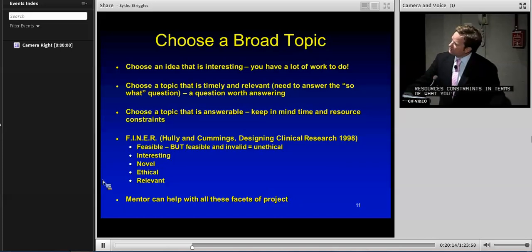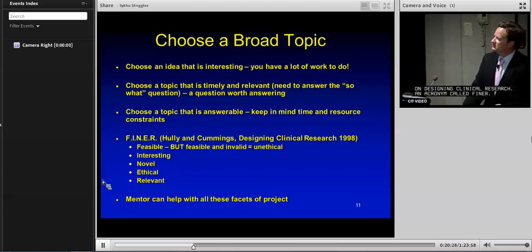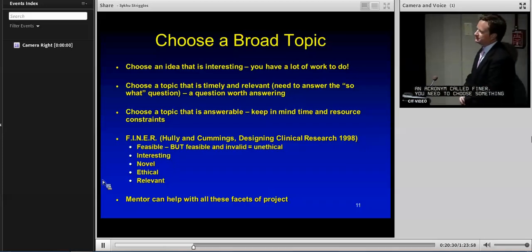And actually, there's a book that was written in 1998. I think there's a new version of this that just came out. It's by Hulley and Cummings on designing clinical research, and they have this acronym called FINER in terms of choosing research questions. And that is, you need to choose something feasible, interesting, novel, ethical, and relevant.